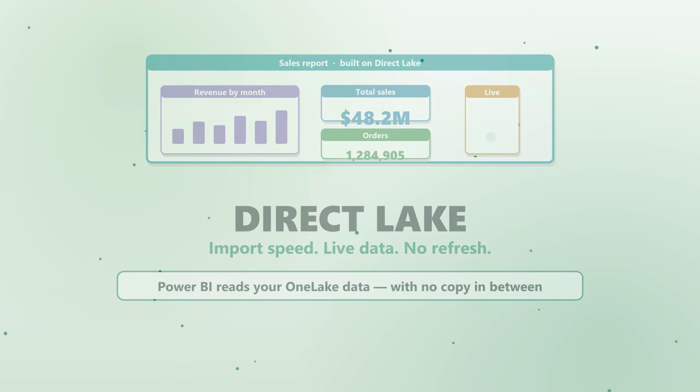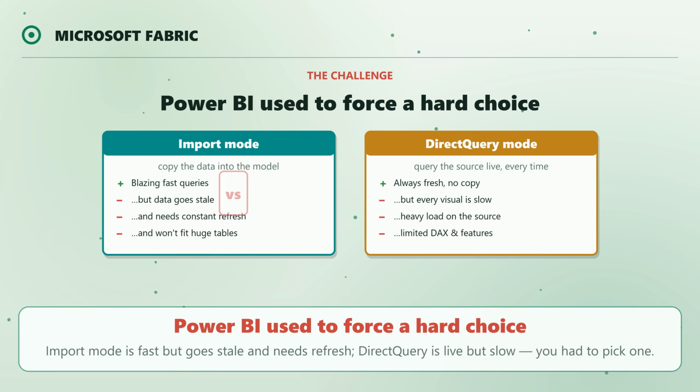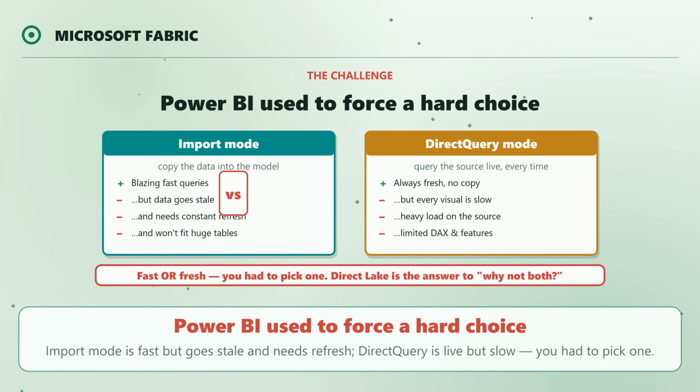Let's dig in. To see why DirectLake matters, you need to feel the problem it solves. For years, Power BI forced you into a genuinely hard choice. You had two ways to connect a report to data. The first is import mode. You copy the data into the model, and it lives in memory. The upside is huge. Queries are blazing fast, but the data is now a snapshot. It goes stale the moment the source changes, so you schedule refreshes to reload it, and if the table is enormous, it may not even fit in memory.